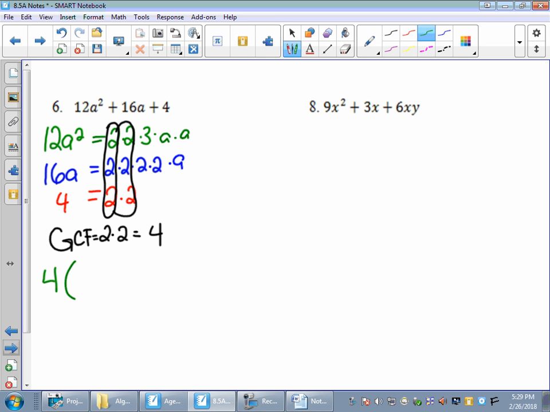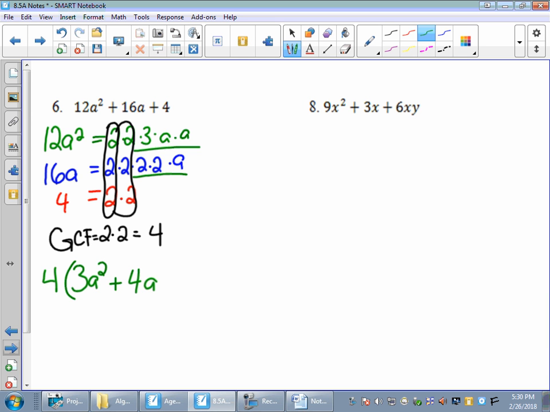If you would like to take 4 and look at it and say, okay, what do I need to multiply to get to 12a squared? Feel free. But since I already have it written out, I can say, okay, well, I was left with a 3 and 2 a's. 3 times 2 a's gives me a 3a squared. I can look at 16a and say, okay, well, I'm left with a 2 times a 2. That gives me a positive 4 times an a. Don't forget him.